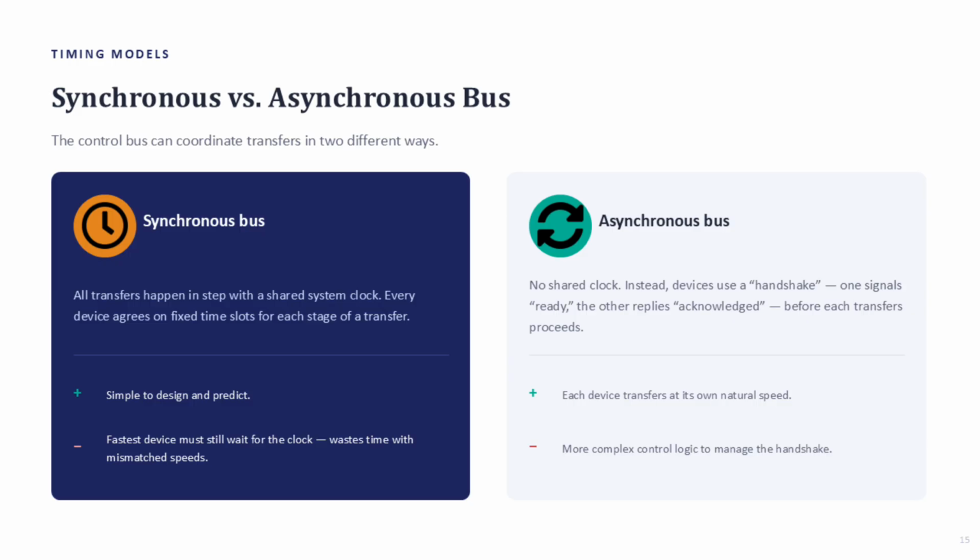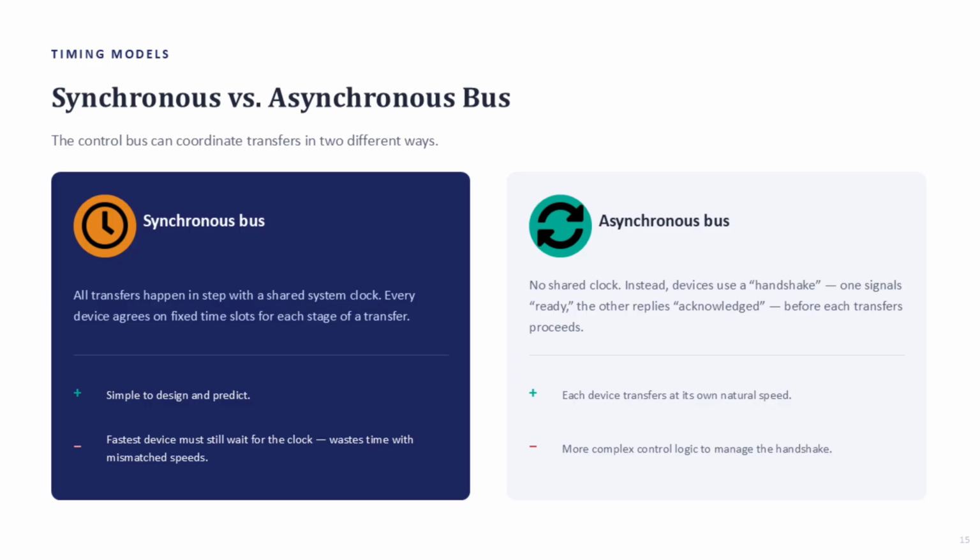Because every device follows the same timing, communication becomes predictable and relatively simple to design. That's one of the biggest advantages listed on your slide. A synchronous system is easier to coordinate because every device follows the same schedule. However, there is also a limitation. Imagine professional athletes forced to walk at the pace of a beginner. Even though they could move much faster, they must wait for everyone else. Similarly, in a synchronous bus, faster devices may have to wait for the shared clock cycle before continuing.